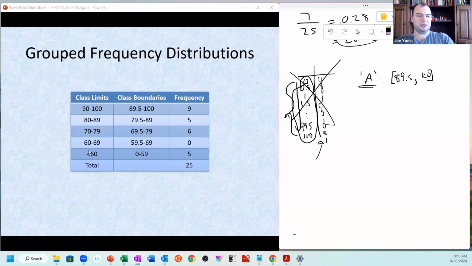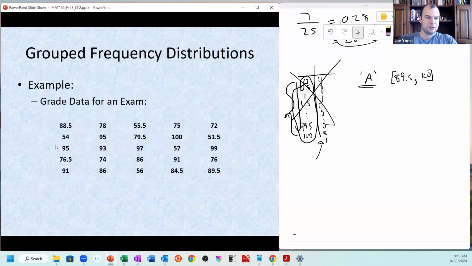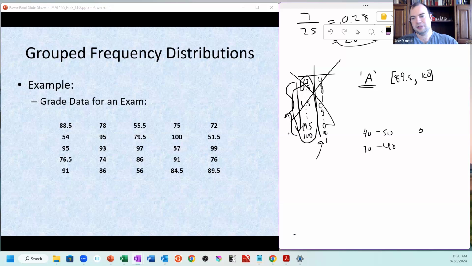Now, there is one exception to that bin size, and that's what we sometimes call a catch-all bin. We can look at the data and see, at a quick glance, it doesn't look like there's anybody really below 50%. There's a couple in the 50s, 51 and a half, 56, 54, 55 and a half, but nobody below 50. But the grade data for an exam could go from 0 to 100. Well, I don't see much value in doing 40 to 50, 0, 30 to 40, 0, 20 to 30, 0, right? That doesn't make a whole lot of sense.